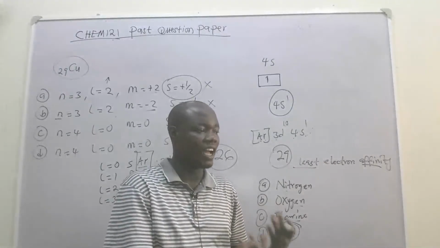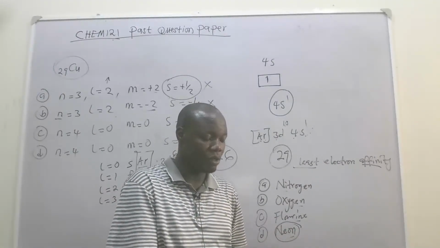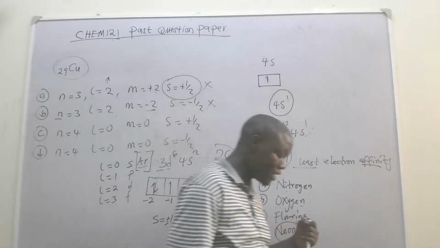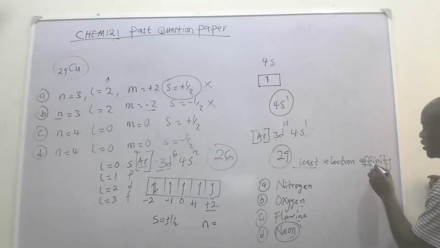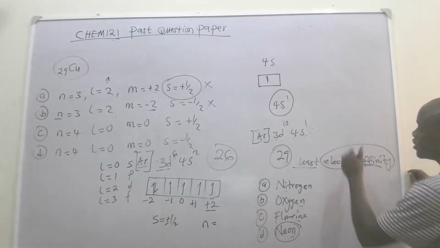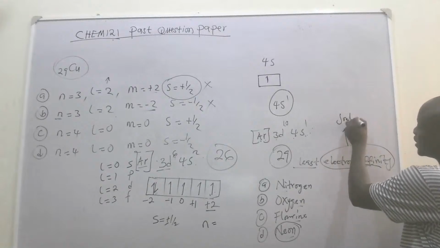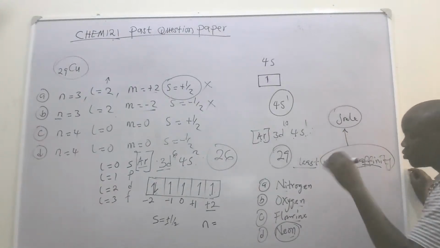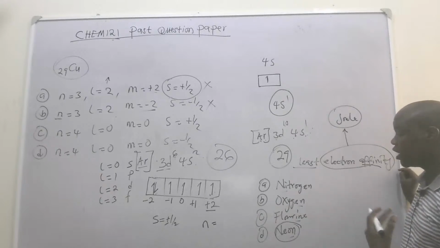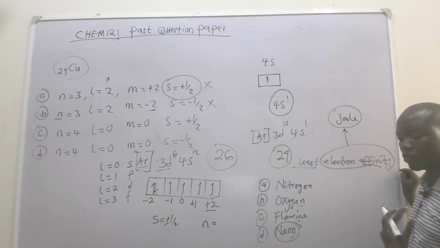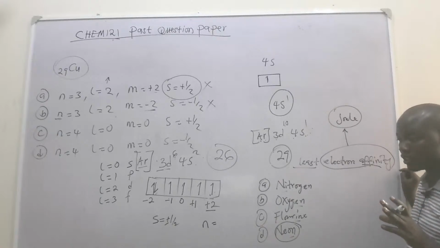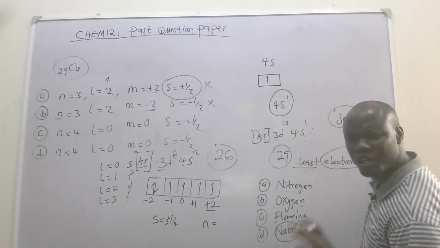So electron affinity is the amount of energy that a particular element uses to attract electrons toward itself. That is why it is measured in joules, the same unit as energy. So how do we know whether an element has strong or low electron affinity? Knowing whether the element is a metal or non-metal is very important.